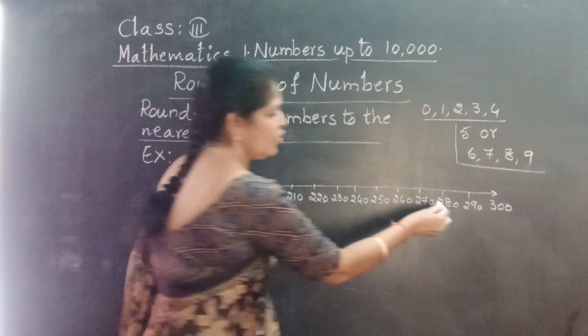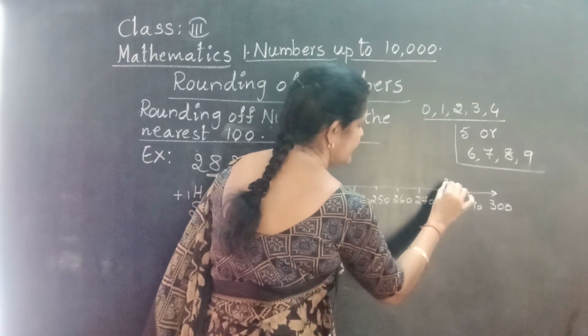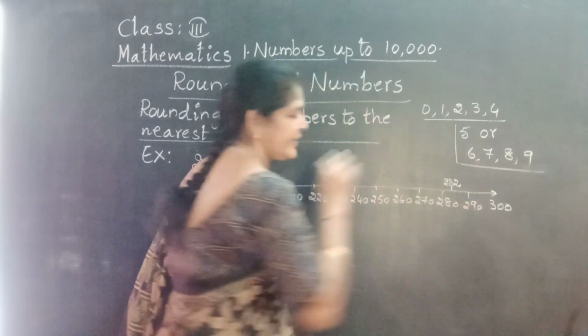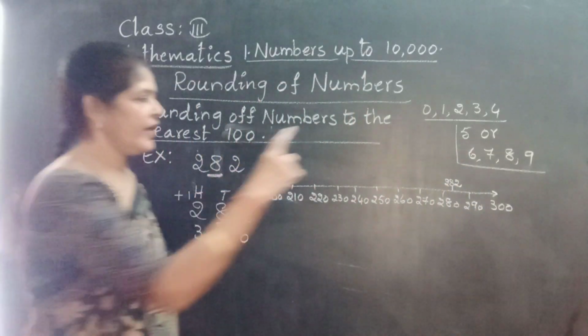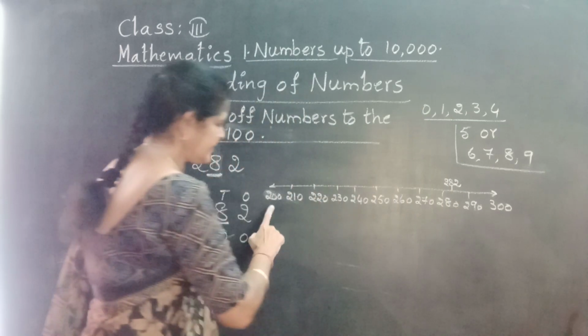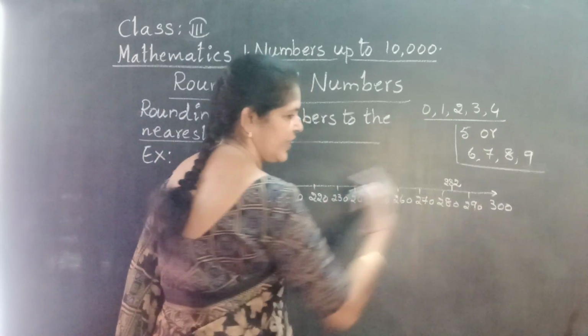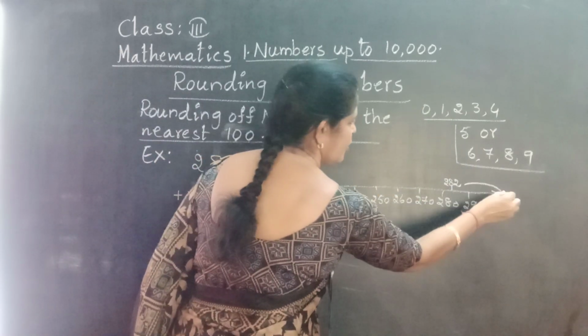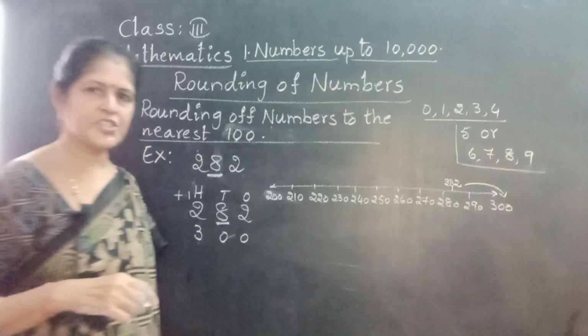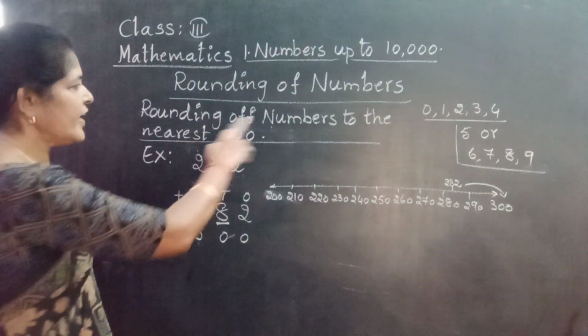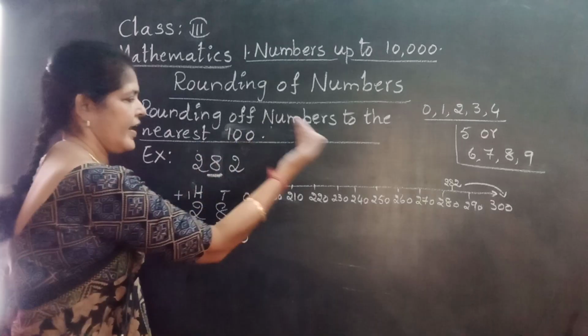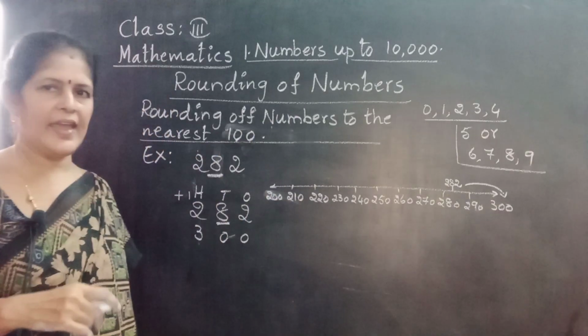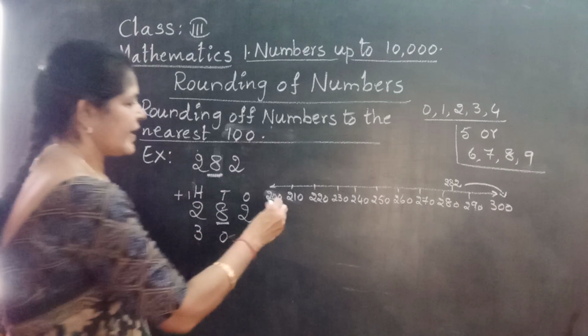The given number is 282. I think it is here. 282. Okay? Is 282 nearest to 200 or nearest to 300? It is nearest to 300. Understood? This is rounding of numbers to the nearest 100 using the number line.